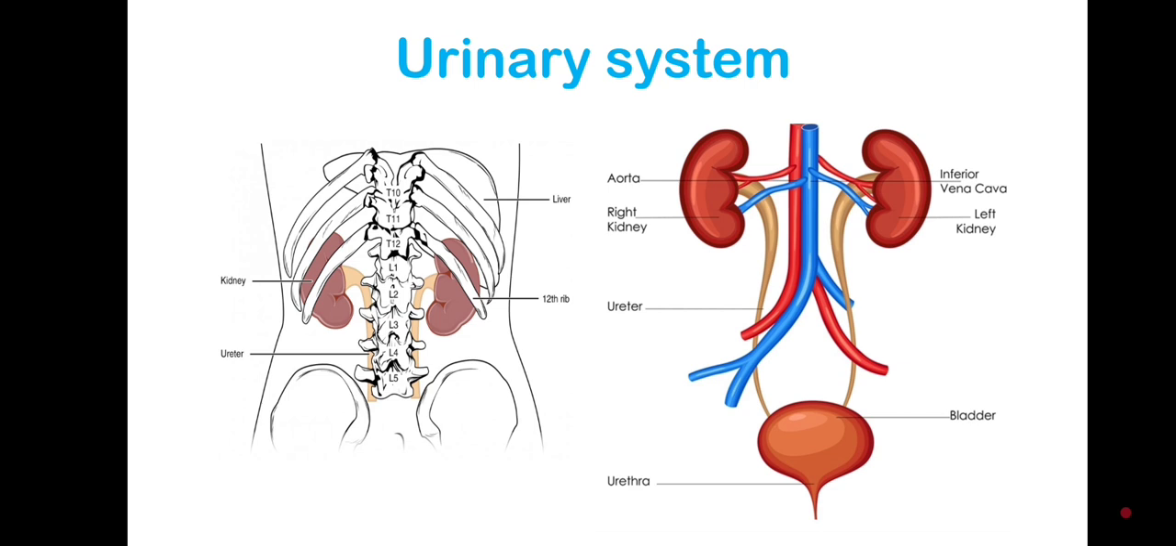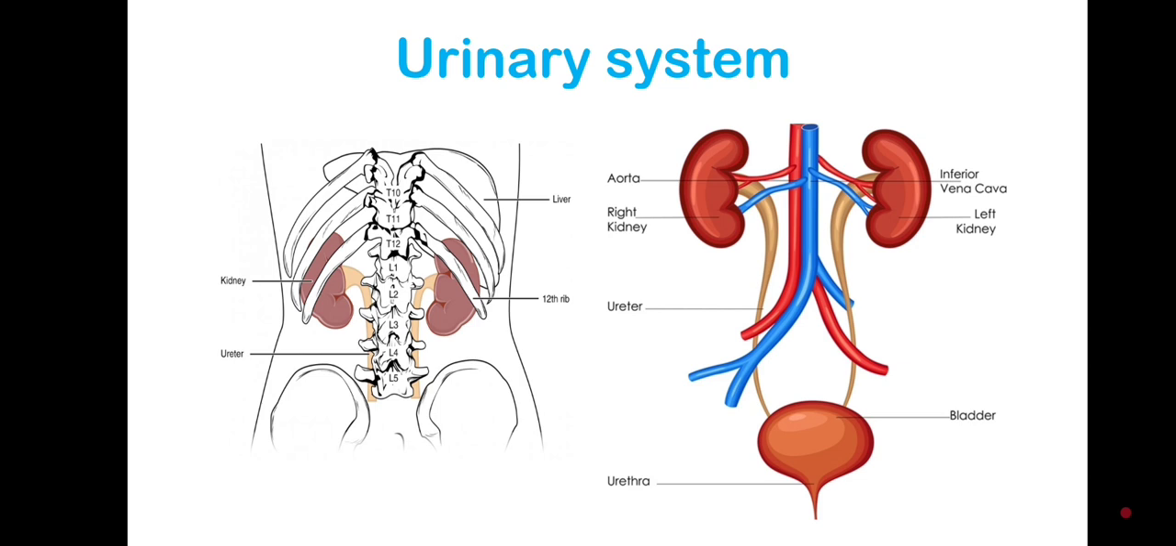Now, let's see the location of the human kidneys. The kidneys are located in the retroperitoneal space of the abdomen, meaning that they lie behind the peritoneal cavity. Let's see the specific location of our kidneys. The kidneys lie on either side of the spine. They extend from T12, the 12th thoracic vertebra, up to the 3rd lumbar vertebra.